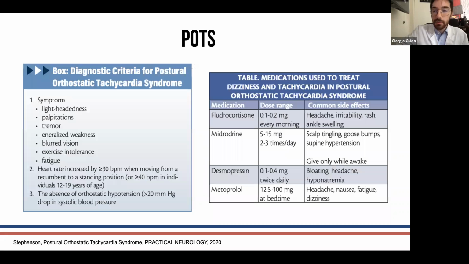This way, you can monitor heart rate and blood pressure. For example, you can detect POTS, which is diagnostically defined as a heart rate increase of more than 30 beats per minute. But we have to remind also that if we deal with a patient who is younger than 19, then we need an increase of more than 40 beats per minute. And also, POTS is defined by the absence of orthostatic hypotension.